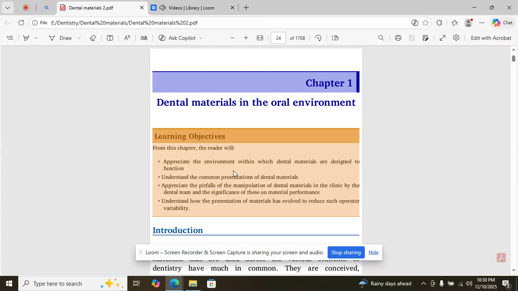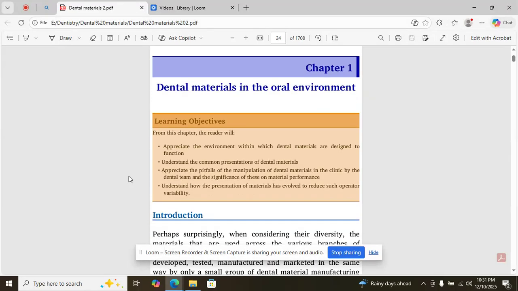Dental materials in the oral environment. From this chapter, the reader will appreciate the environment within which dental materials are designed to function, understand the common presentations of dental materials, appreciate the pitfalls of the manipulation of dental materials in the clinic by the dental team, and the significance of these on material performance. Understand how the presentation of materials has evolved to reduce such operator variability.